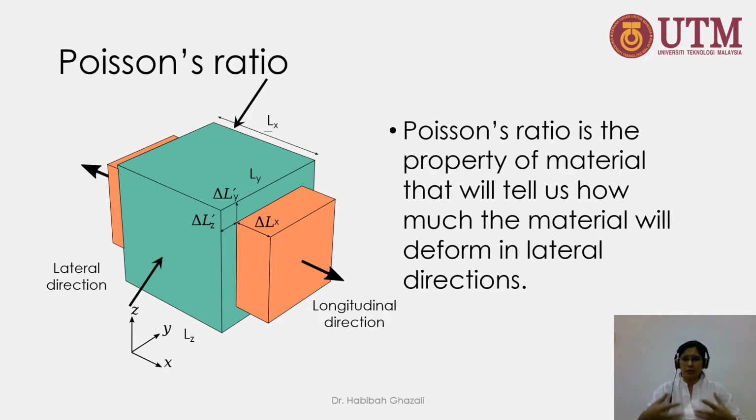Poisson ratio is the property of materials that tells us how much the material will deform in the lateral direction. If you look at this cube here, if I apply a longitudinal force, an axial tension force, to this material, what is going to happen is that in the X direction, it is going to elongate. But you also have to realize that in the Y and Z directions, it is going to contract.